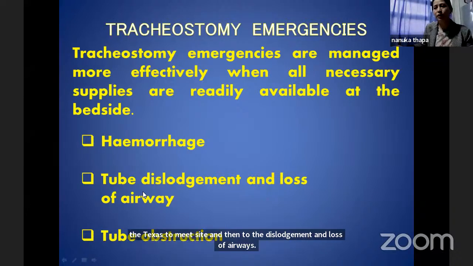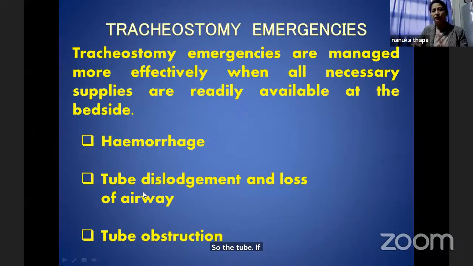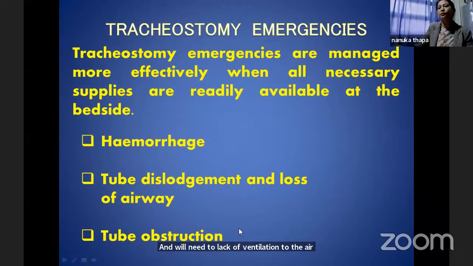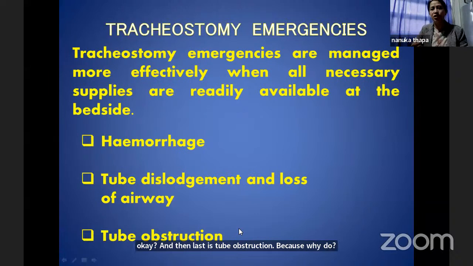So the tube, if it is too loose, can be dislodged and it can go into the esophagus, or if there is presence of any fistula, it can go to the esophagus and will lead to lack of ventilation to the airway, okay? And then last is tube obstruction. Why does it lead to tube obstruction? Because of too much presence of secretion, so the tube might get blocked. So these are the emergencies where you have to have the emergency trolley present and you have to change the tube, okay?